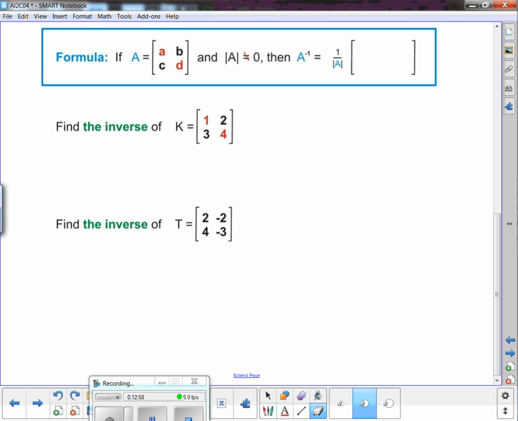So to do that, we've got a nice formula. It's a little bit complex, so be careful. Okay, first off, this notation and this notation are the same. It simply means the inverse, right?